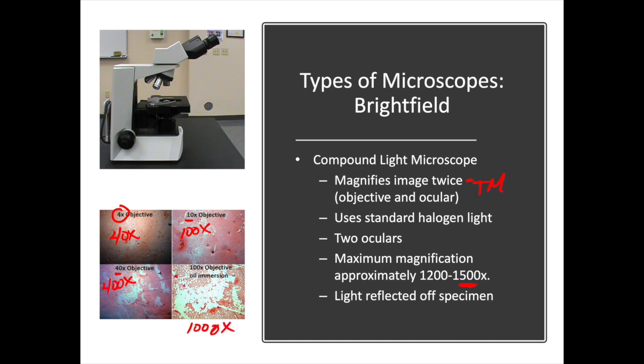And you can see there's a really big difference. Every time we move from 40 to 100x total magnification, it doesn't look all that much different. From 100x to 400x, there's definitely some significant difference here. But when we go from 400 to 1000, that is 600 times more magnification. So that's pretty impressive. And we can get down to the individual cell level with a 100x objective.